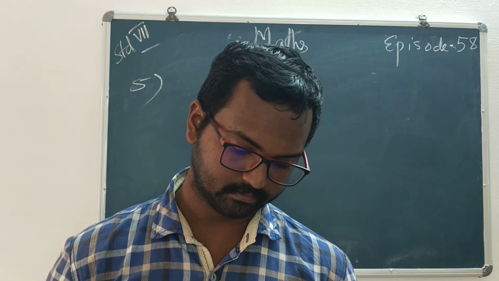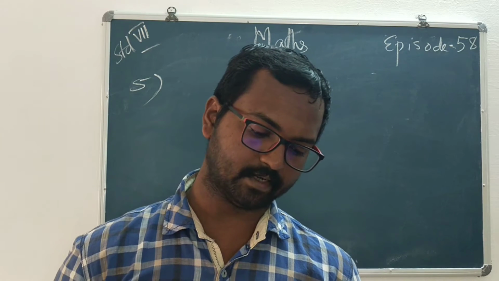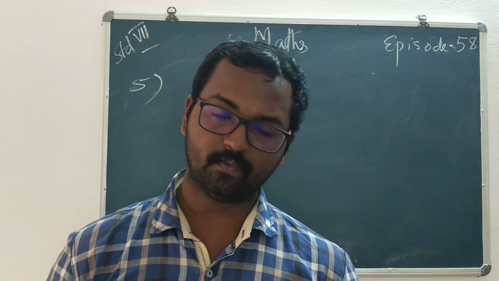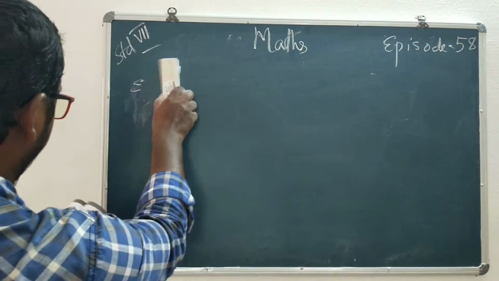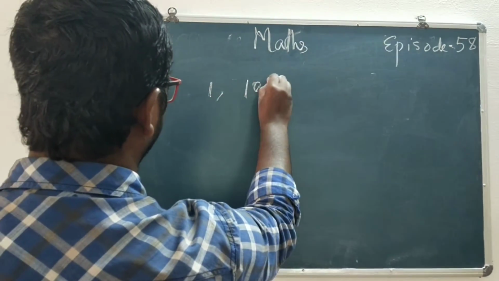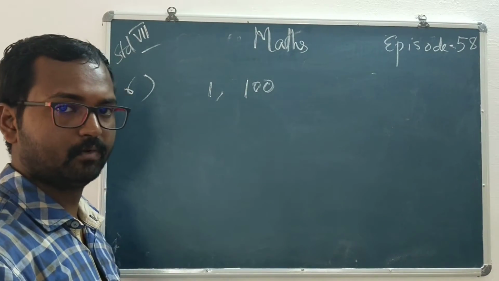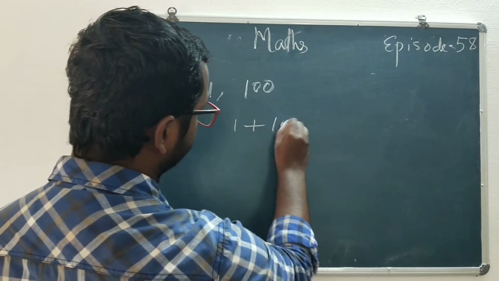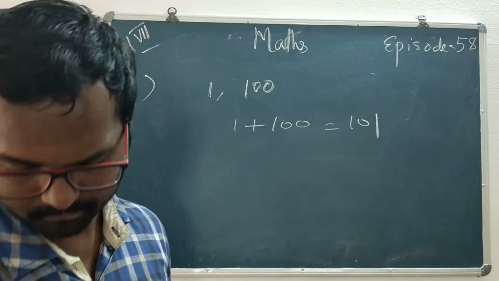Now look at question number 6. State whether a given pair of terms is of like or unlike terms. Very, very important. The first one is 1 and 100. These are both constants, and I have already told you we can always do addition of constants, and constants are like terms. So 1 plus 100 is 101. So this is like terms.